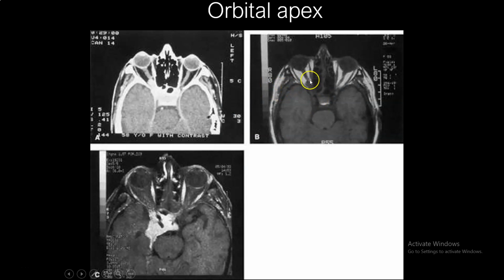Orbital apex is a very small meningioma that presents with rapid diminution of vision because it is a very narrow space. So any small meningioma will result in loss of vision. Now, the management of optic nerve meningioma: you do observation until the vision is lost or severely affected, and you remove the meningioma with the optic nerve. Every attempt to remove the meningioma and leave the optic nerve healthy did not succeed.